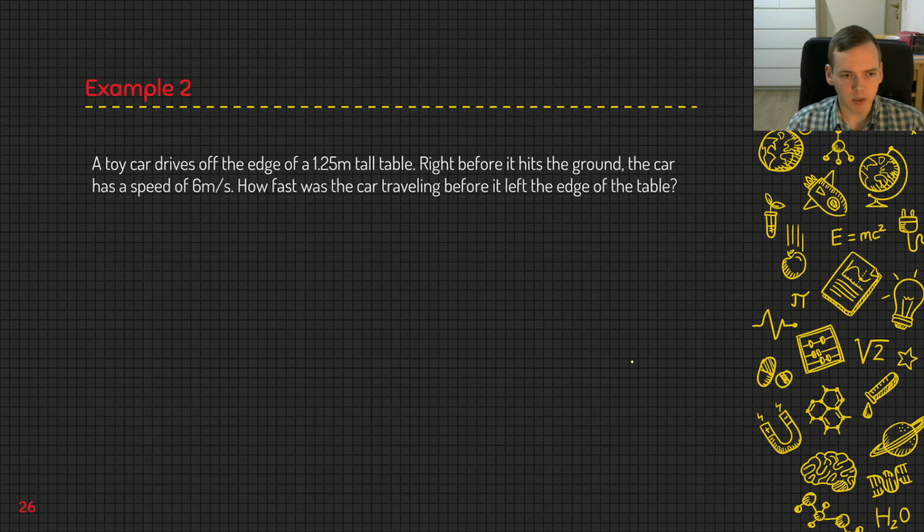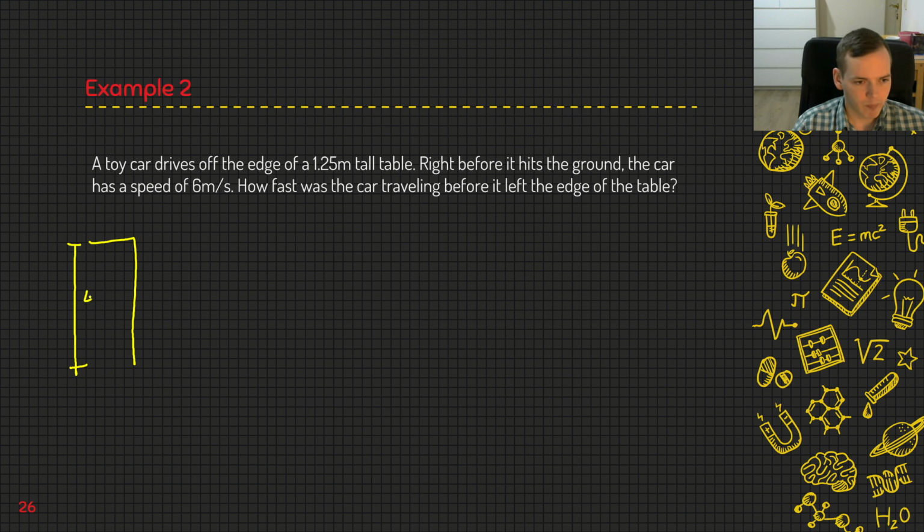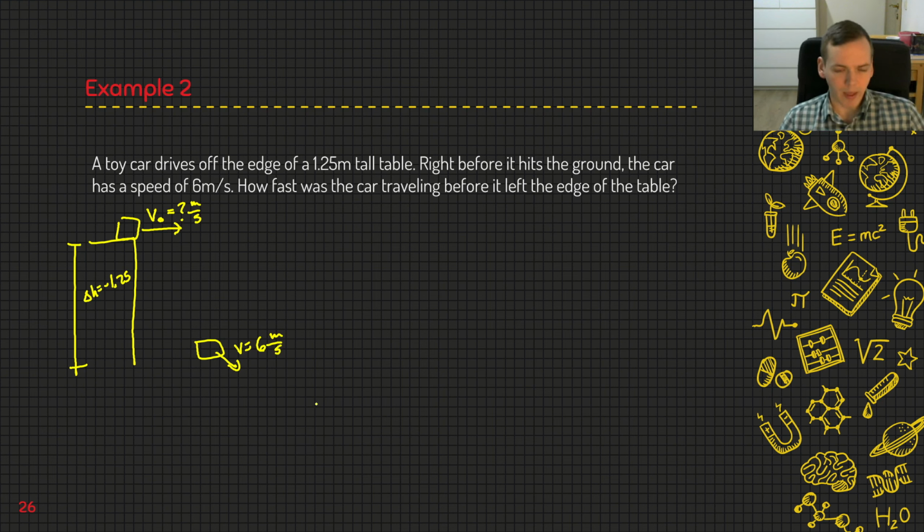A second example here is a toy car drives off the edge of a 1.25 meter table. So delta H is going to be negative 1.25. The car has a speed of 6 meters per second right before it hits the ground. What was the initial velocity? And so this looks weird.